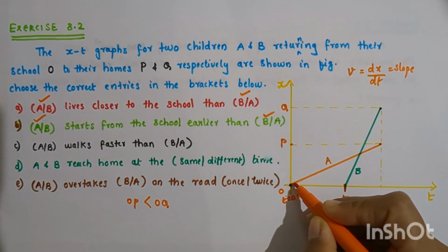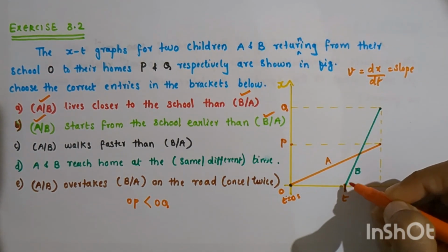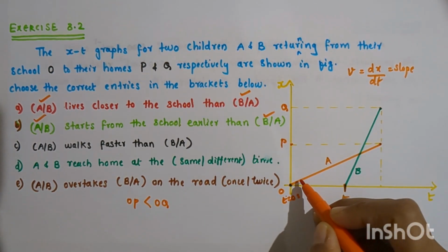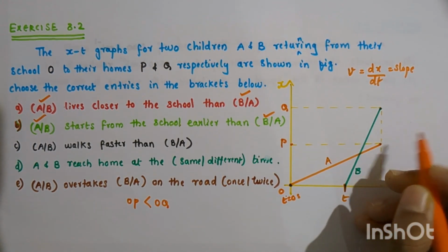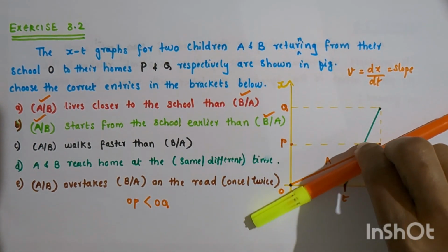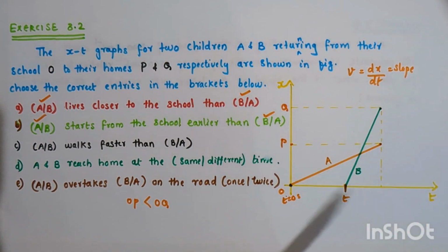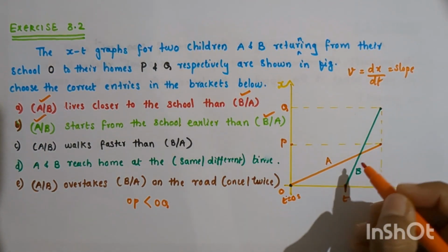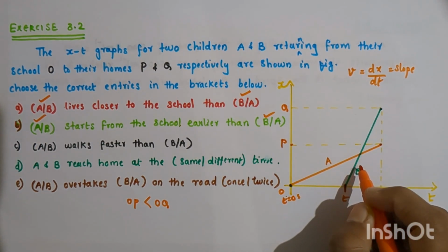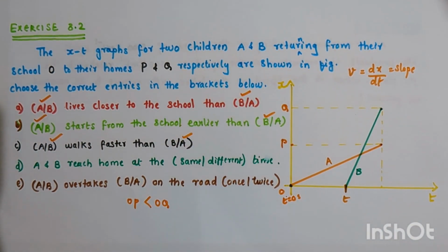So you see, this has less slope, this has more slope. That is, the slope of B is greater than the slope of A. This is for A, this is for B. So the slope of A is less than the slope of B, or the slope of B is greater than the slope of A. That is greater slope, greater speed. So B walks faster than A.